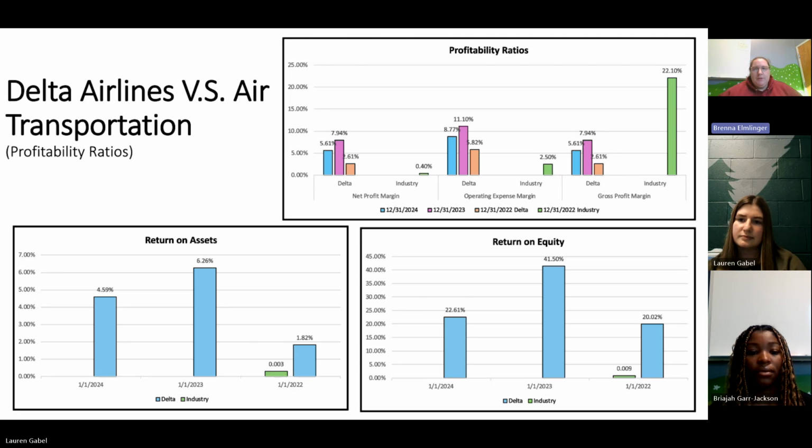The 2023 purple column would be where Delta had a higher profit this year compared to the last year. They have around 7.9% and 11% profit. 2024 is the light blue column. Delta had a minimum profit around 5% and a maximum of 8.7%.